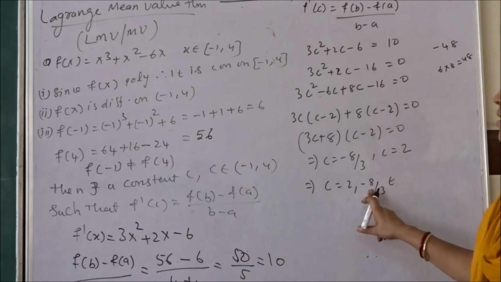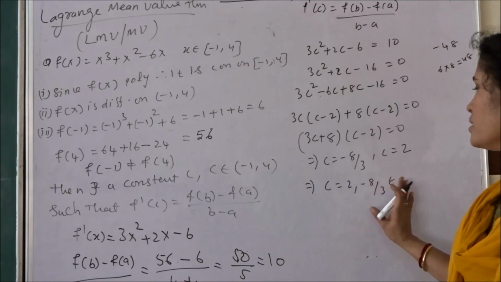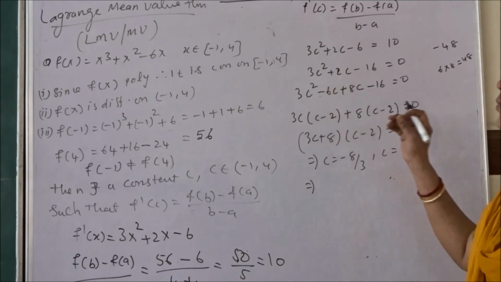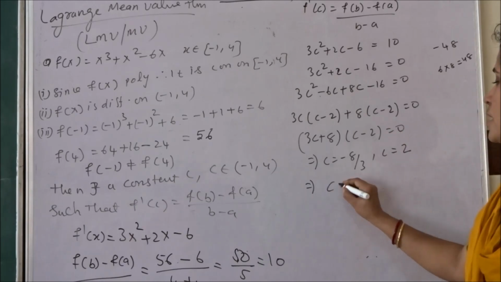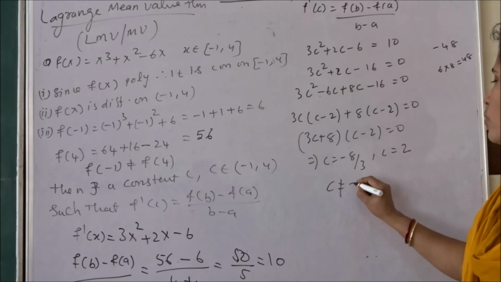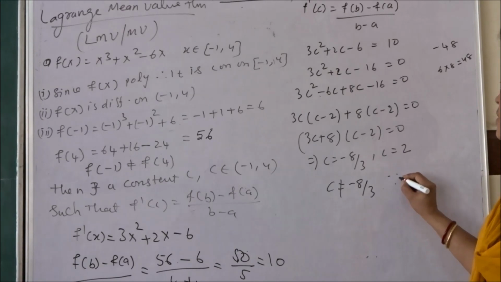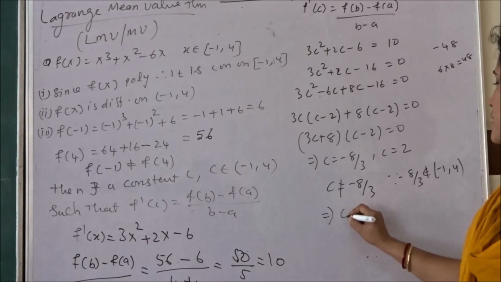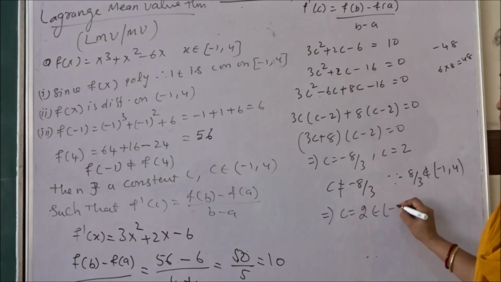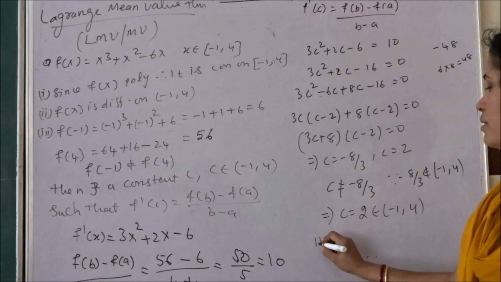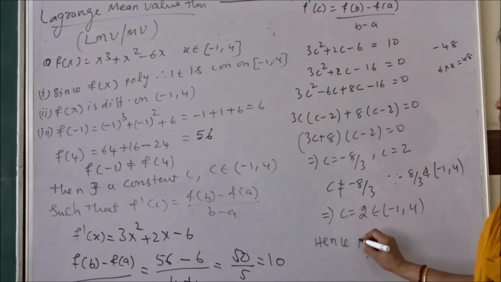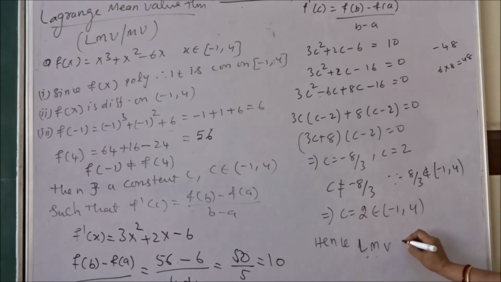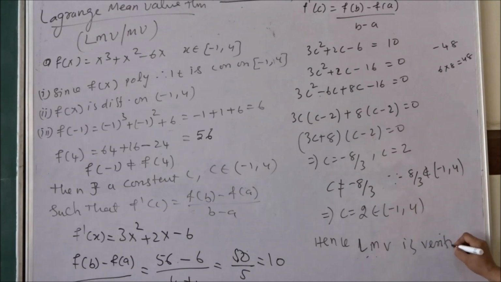So c is equal to 2 and minus 8 by 3. Here 2 is in the range, minus 1, 0, 1, 2, 3. So c is not equal to minus 8 by 3, since minus 8 by 3 does not belong to the open interval (-1, 4). So this implies c is equal to only 2, which belongs to (-1, 4). Hence, are you clear? LMV is verified when c is equal to 2.